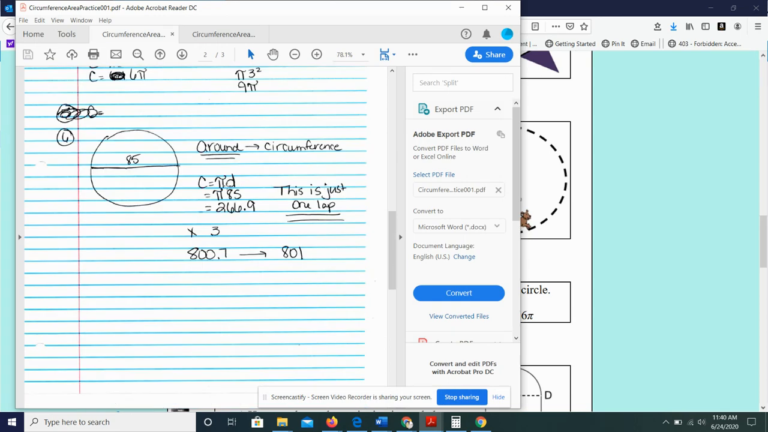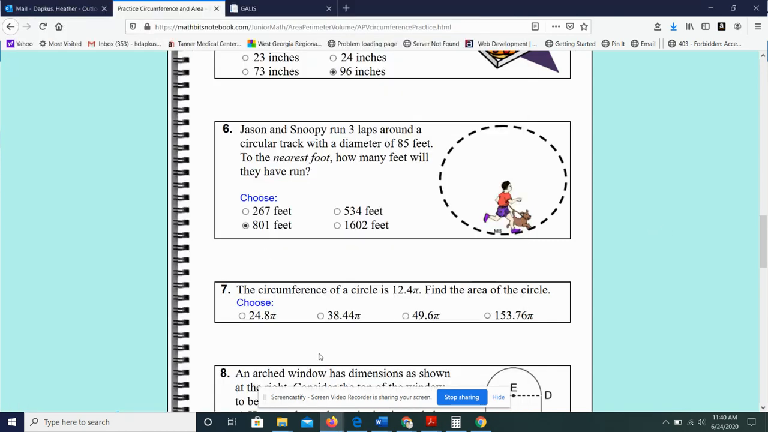Okay, so circumference is pi times diameter. 3.14 times 85, which is 266.9. That is 1 time around the track. He's doing 3. So if we multiply that by 3, we get 800.7, which rounds to 801.